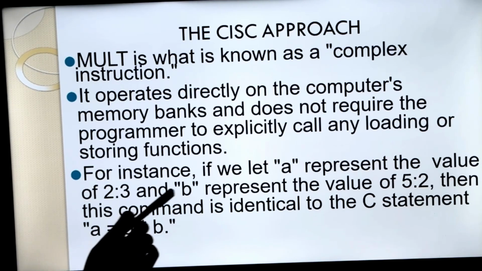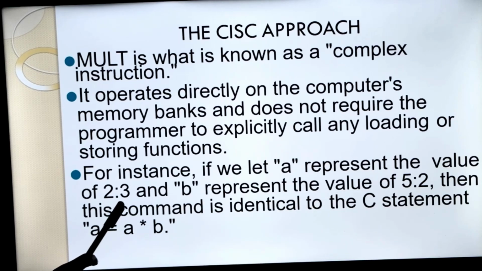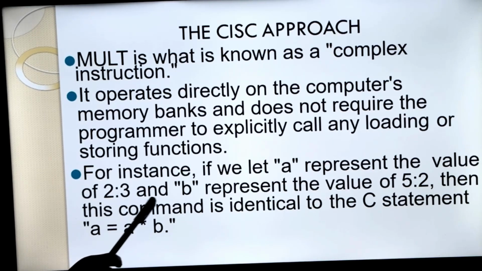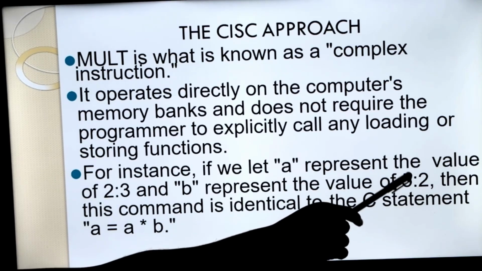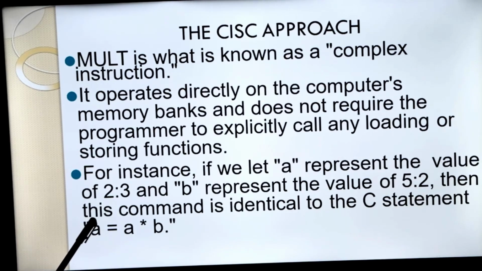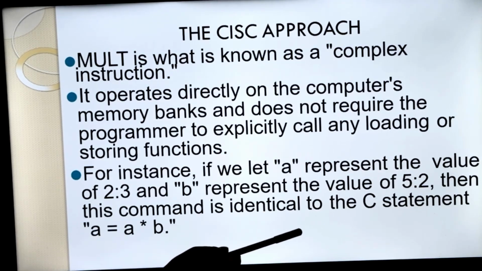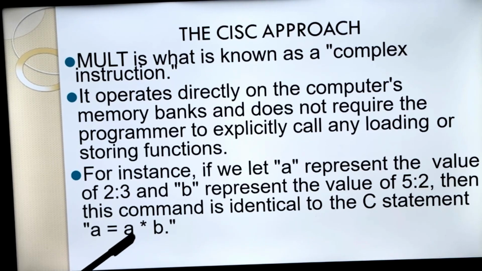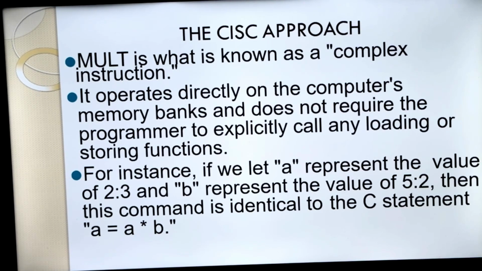Fine. For instance, if we let A represent the value of this location, second row, third column, and B represent the value of fifth row, second column, then this command is almost the same as the C statement A equals A into B. Understood that? I hope it's clear for you.